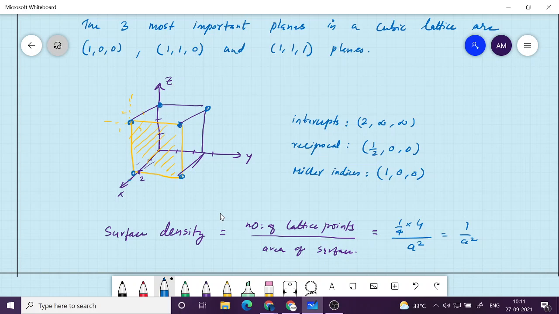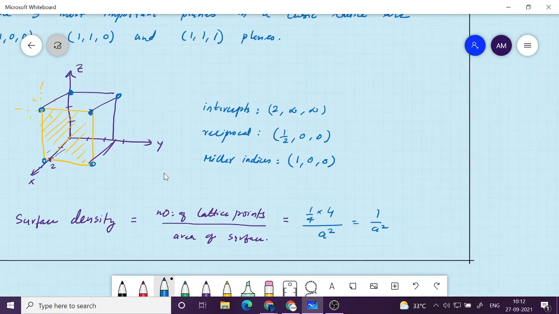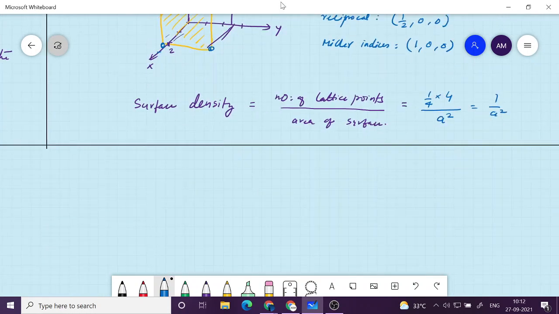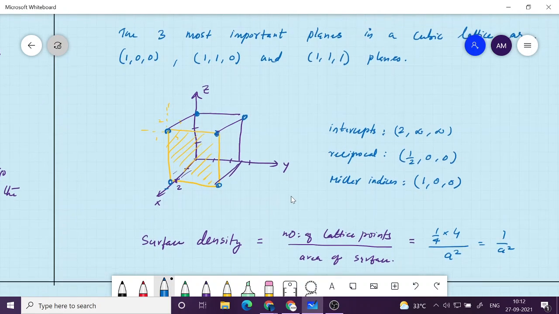Now if we consider a face-centered cube, there is going to be an additional lattice point here, so it will be 2 by a square. So if it is a face-centered cube, 1, 0, 0 will have 2 by a square. Okay, so that is 1, 0, 0.